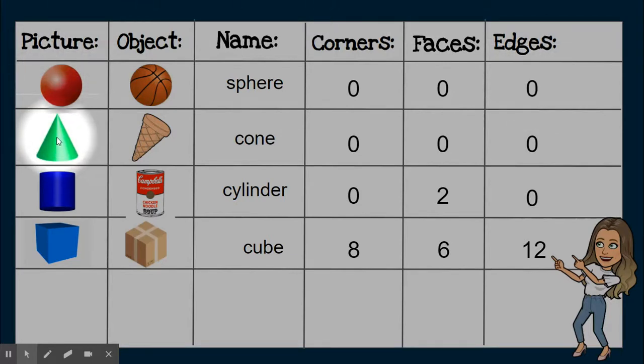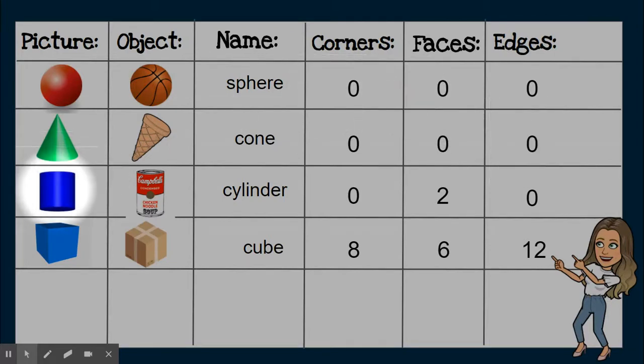Now let's look at this shape. This shape is called a cone. Good job. It's called a cone. An example of a cone that you would find in real life is an ice cream cone. A cone has how many corners? Good job. How many faces? Good job. And how many edges? Good job. It has 0.